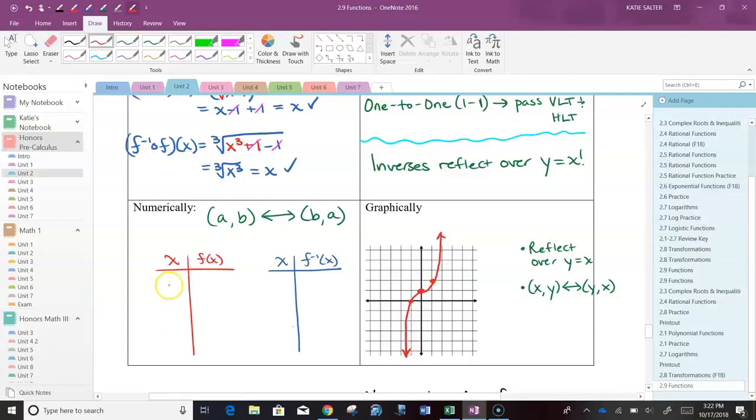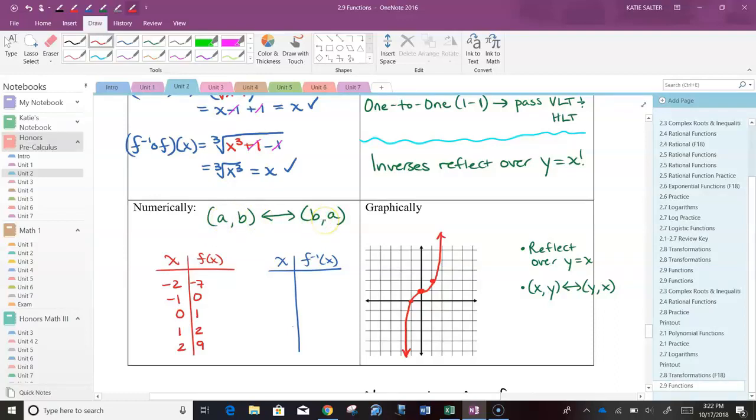Let's write down some of those points real quick. So we would have the points (0, 1), (1, 2), (2, 9), (-1, 0), (-2, -7). All right, so remember, for every point (a, b), we have the inverse point (b, a).